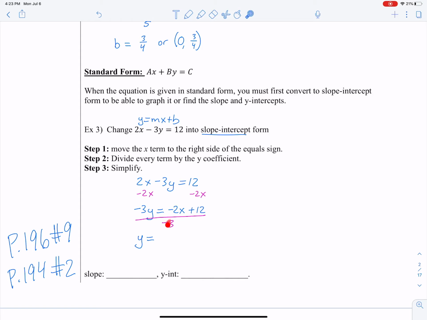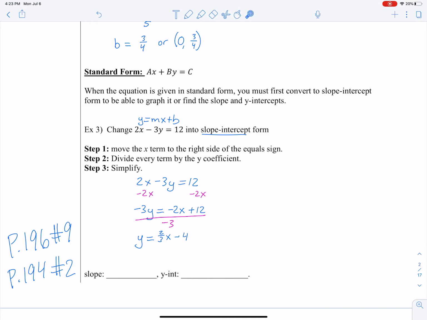Here, 2 divided by 3, there's no nice whole number that divides 2 by 3, so I'm just going to leave it as a fraction. However, here I have a negative and a negative, so those negatives are going to cancel out. So I get 2 over 3x. Next one I have 12 divided by negative 3. Now this one I can do, and it will give me a nice whole number, and that's going to be negative 4. Okay, so now this form matches what I'm looking for up here.